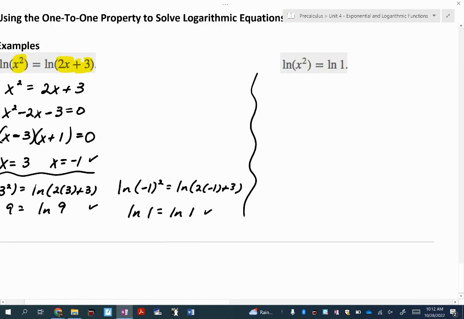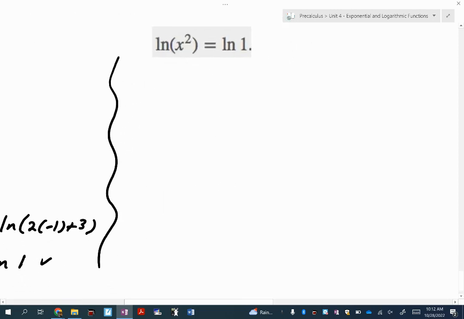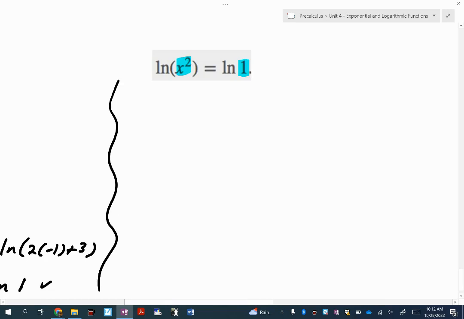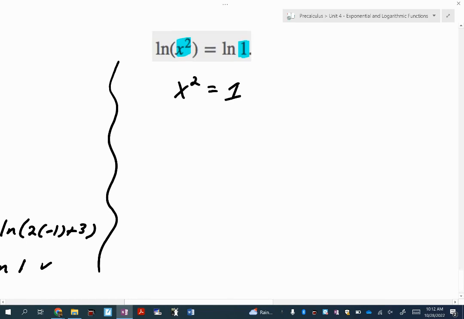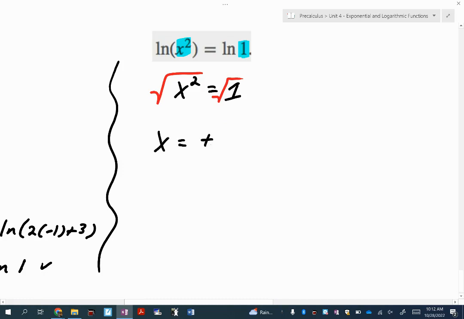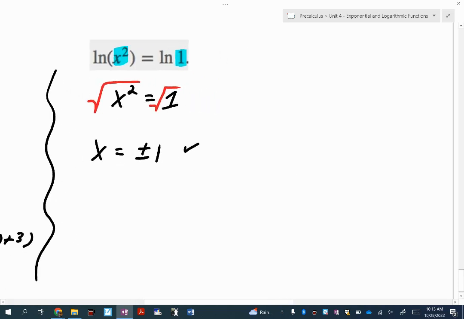Okay, this last one here, again, they have the same base of e. So I can set the arguments equal to each other. x squared equals 1. To get x by itself, I'm going to take the square root of both sides. Since I'm doing the square root, I need to write plus or minus 1. So make sure you plug these both in, and negative 1 squared is 1, 1 squared is 1, so they both end up working.